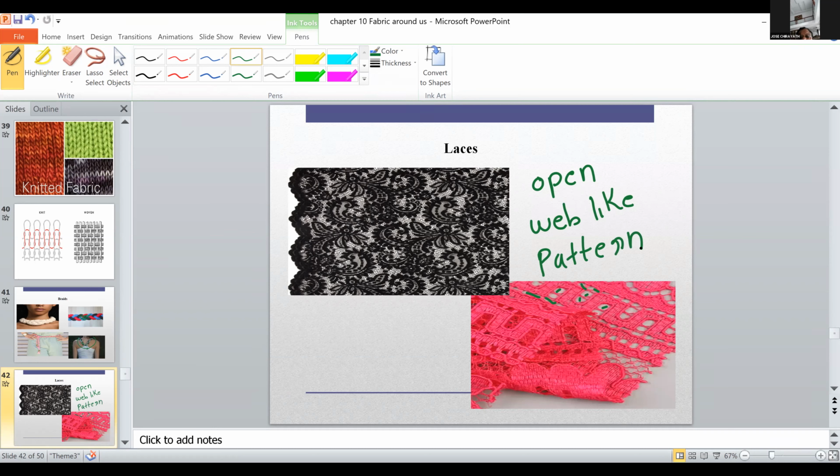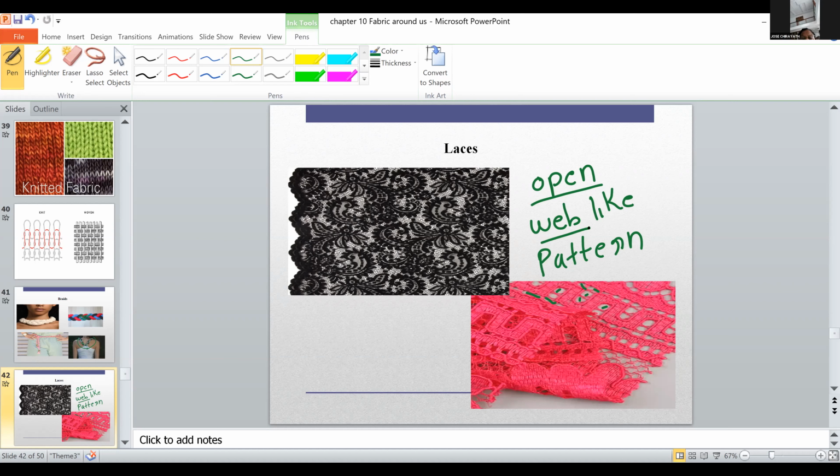The lace is also considered as a fabric. The lace as a fabric is mainly made from yarns. By the interlacing or interlooping of these yarns, it is in the form of an open web-like pattern. Here you can see some spaces and all. That is called an open web-like pattern. These laces are mainly seen in saris, gowns, tablecloths and all. The borders, that is laces.